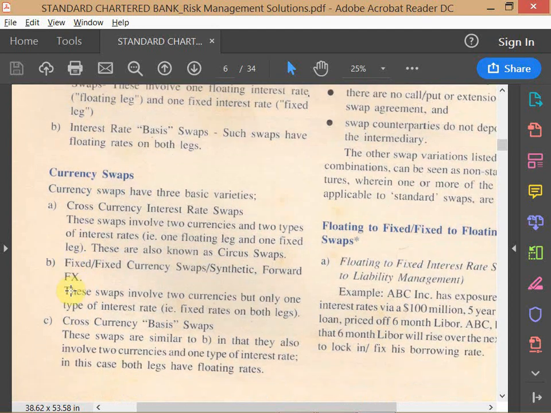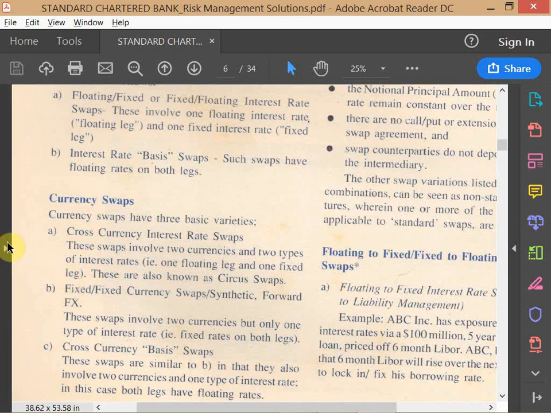Now go to currency swaps. Currency swaps, if you have fixed rate on one leg, floating rate on one leg, see the category A under currency swaps. Two currencies, two types of interest rates. This is called cross-currency IRS. Okay? Alright? So this is called cross-currency IRS. Now, here, these are known as also circus swaps. Okay? Now you have fixed.